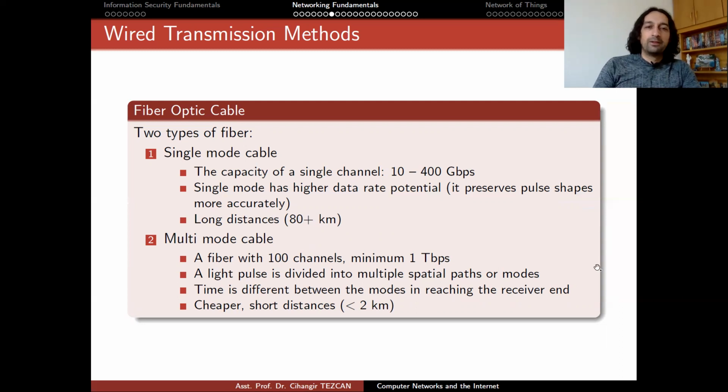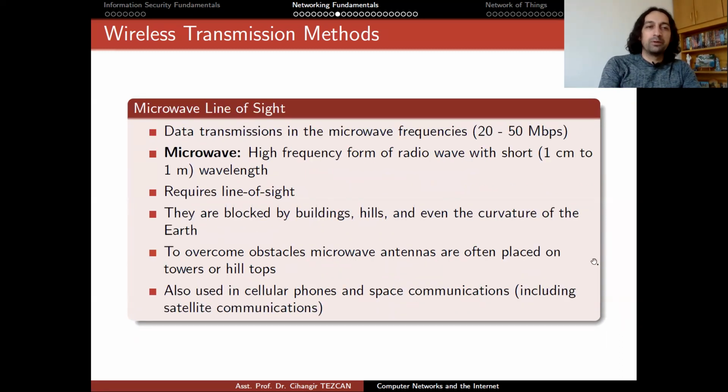Okay, so let's move on to wireless transmission methods. The first one we are going to talk about is microwave line of sight. In these transmissions, in the microwave frequencies, you can have 20 to 50 megabits per second. This is a high frequency form of radio wave with short wavelengths, like 1 centimeter to 1 meter. It requires line of sight.